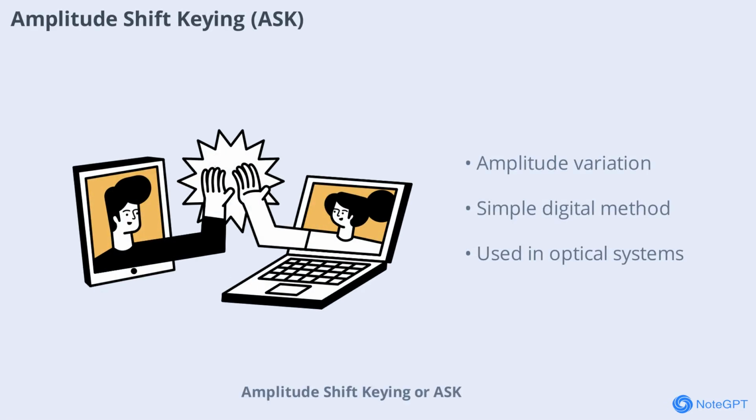Amplitude shift keying, or ASK, is a digital modulation technique where the amplitude of the carrier signal is varied to represent binary data. A higher amplitude might represent a binary 1, while a lower amplitude represents a binary 0. ASK is easy to implement but can be affected by noise, making it less suitable for long-distance or high-speed communication. Despite its limitations, ASK is still used in certain applications like optical fiber communication.